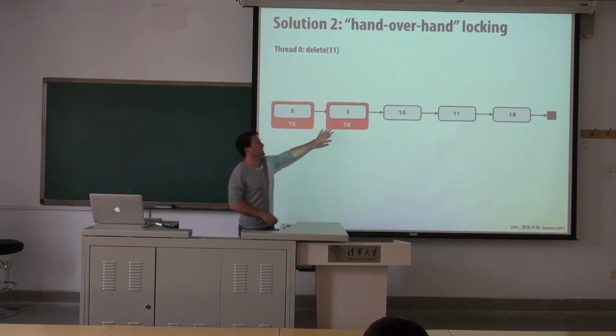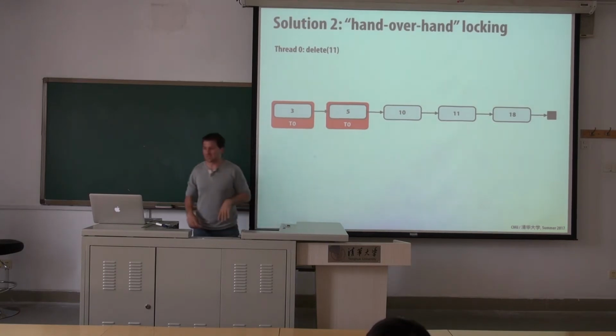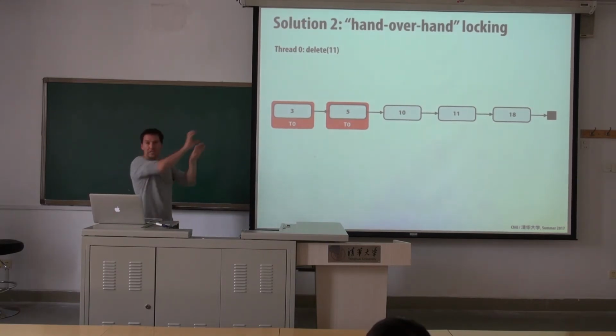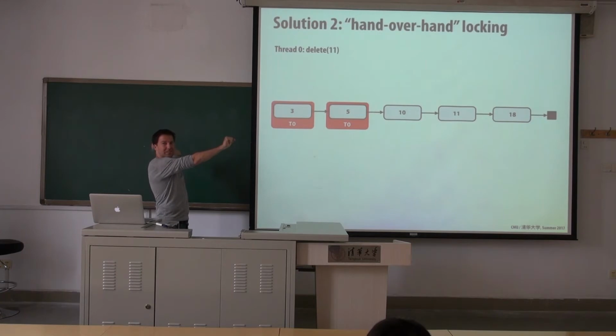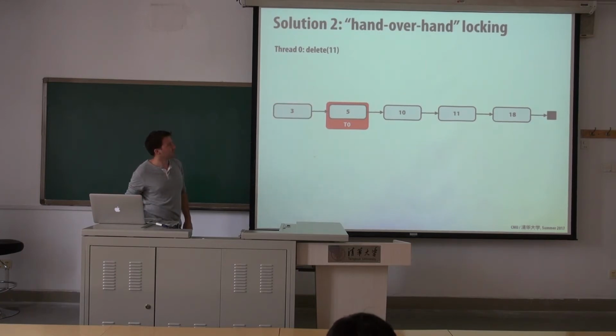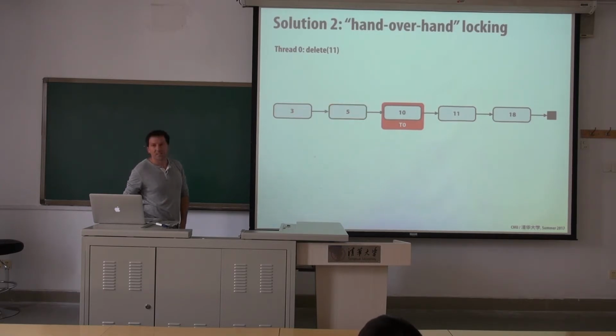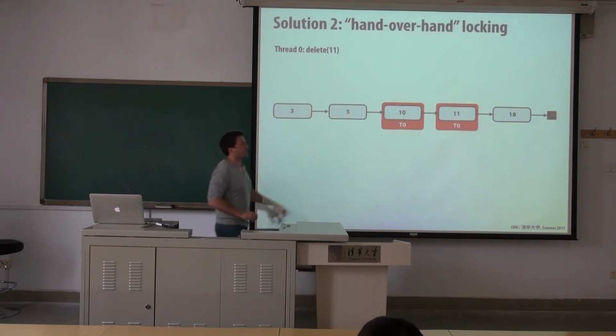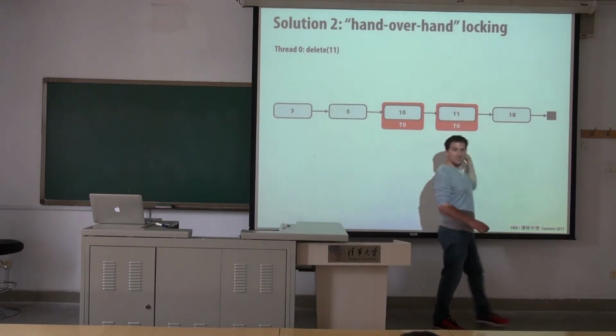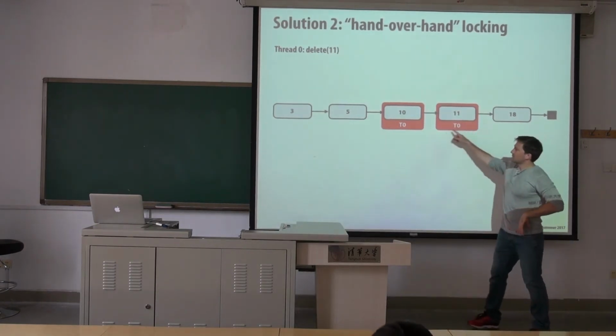So to start, just to have a starting point, I'm going to take the first 2 locks. So when I have 2 locks, I can release a previous one and move forward with the next one. And then I can release the next one and grab the next one. And so in this case, we're going to delete the node 11. So at this point, I've found 11, but I'm still holding 10.